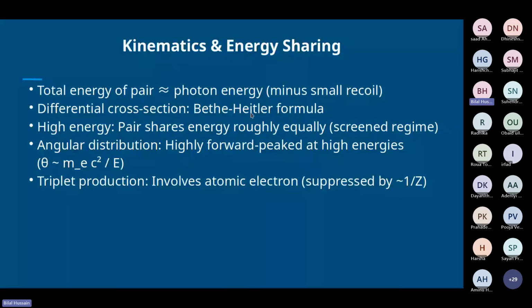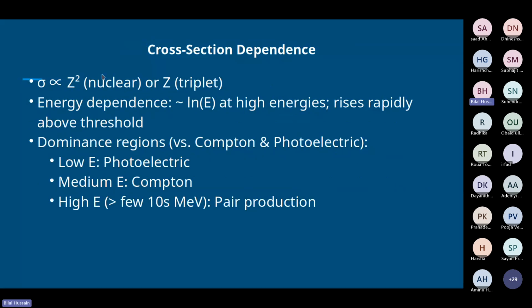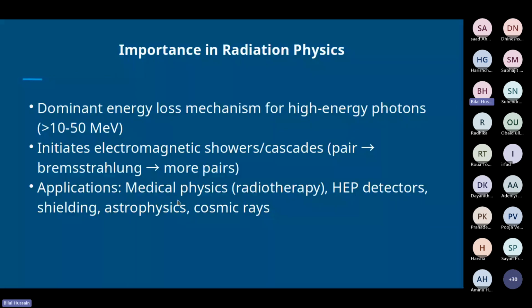What is exactly needed for our Monte Carlo here, and is very important, is the Bethe-Heitler formula. That is what is being used in the EGSnrc code and other codes also. The differential cross section can be obtained using the BH formula, Bethe-Heitler, and the pair production cross section is proportional to Z squared, the square of the atomic number. Triplet production depends on the atomic number, not the square of it. So at low energies photoelectric dominates, then Compton, and at very high energy, more than 1.02 MeV, pair production takes place. Applications are not necessary here.